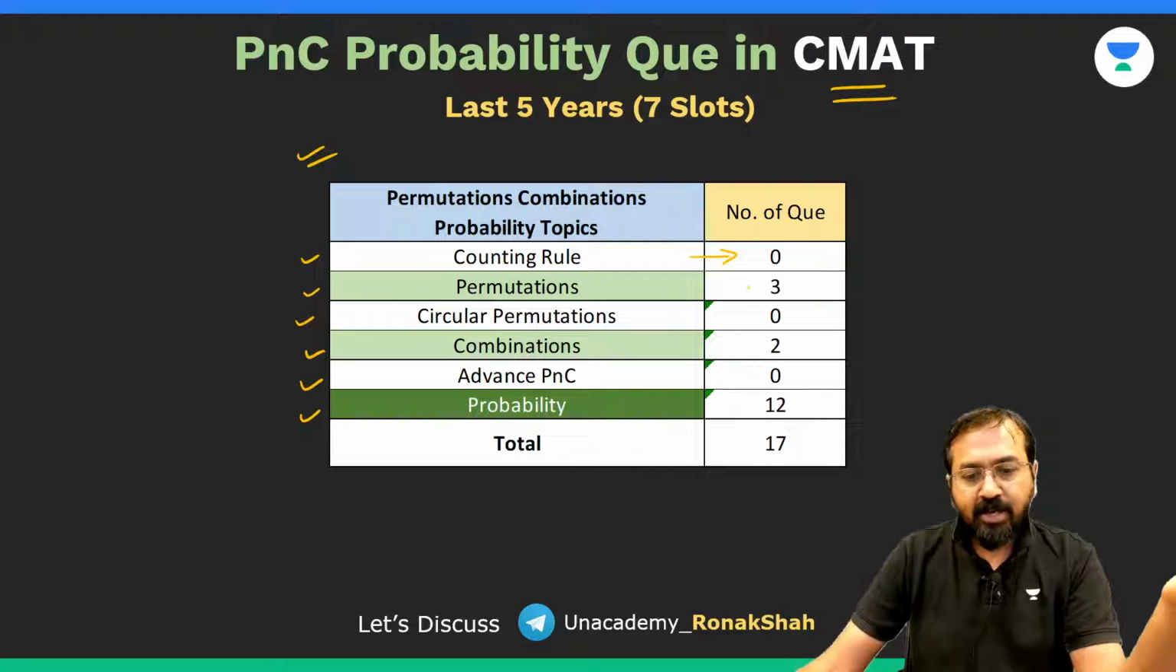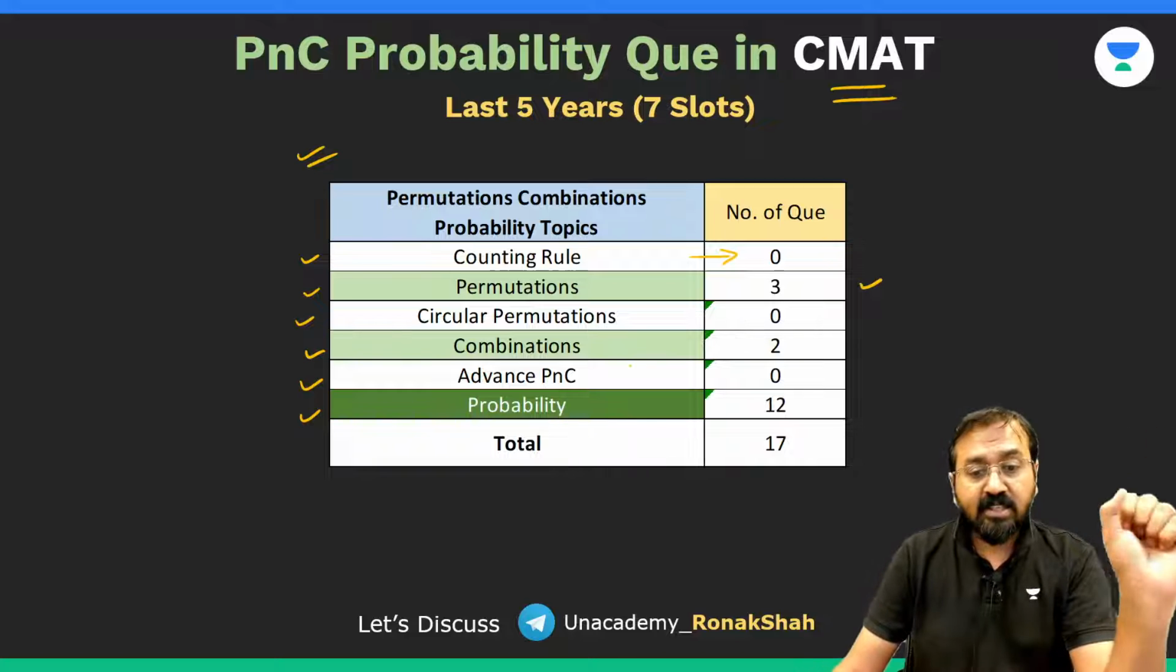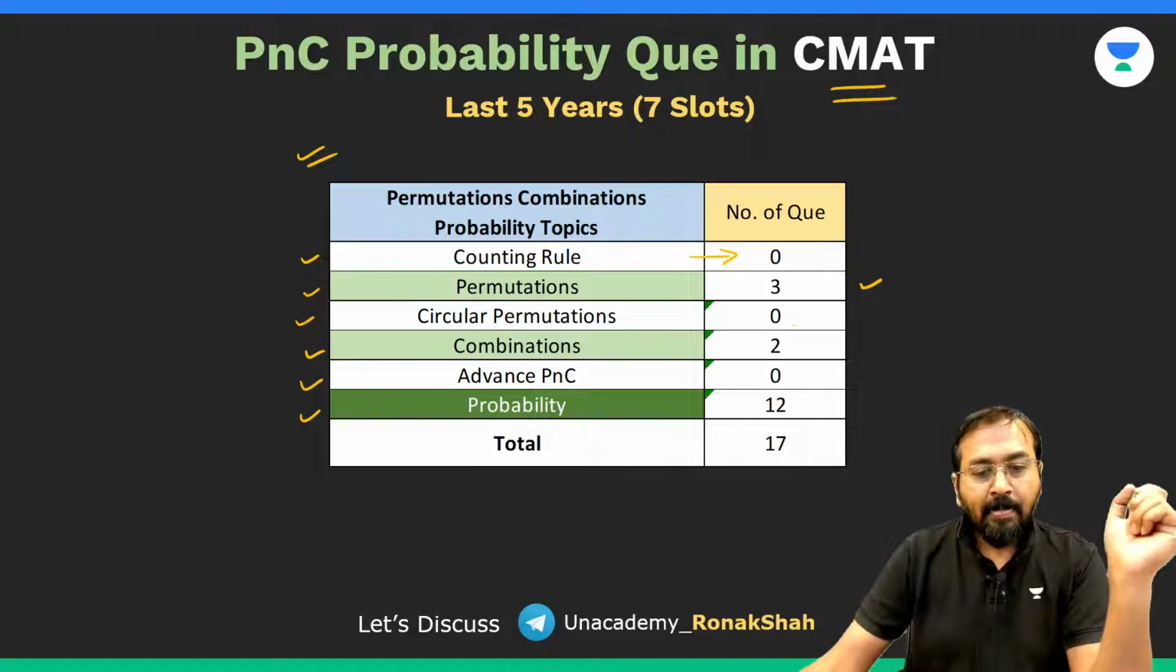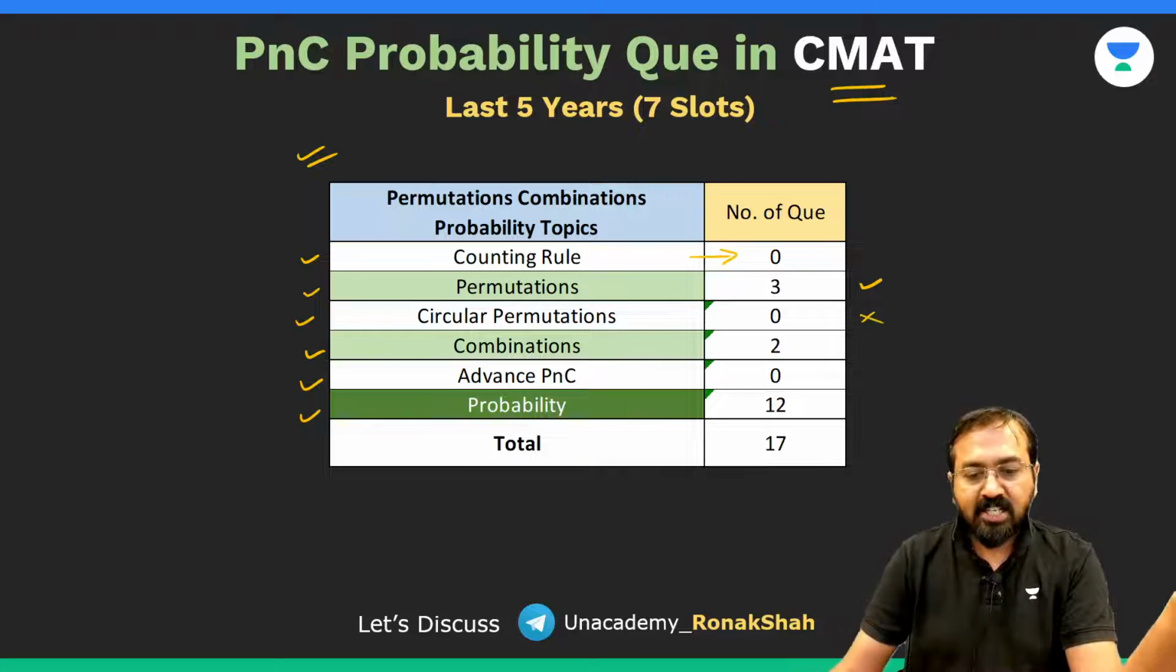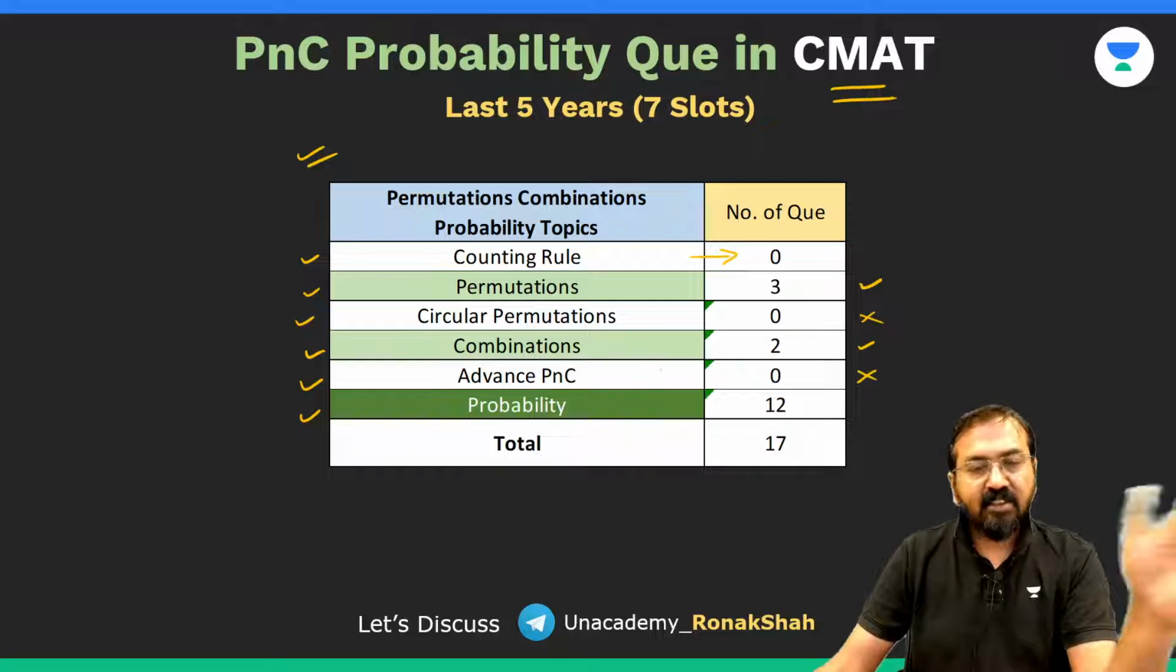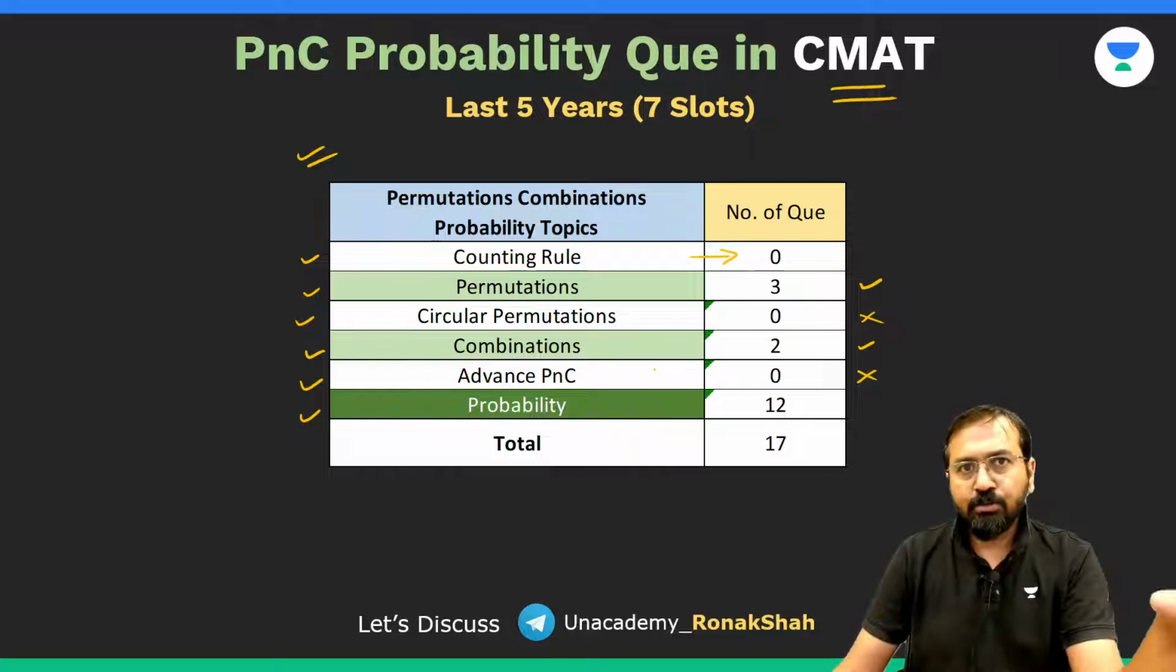Permutation, that is arrangement, there were 3 questions in the last 5 years across 7 slots. Circular arrangement, no question has been there. Combinations, there were 2 questions. Advanced PNC, there were no questions, so you really don't need to discuss that.